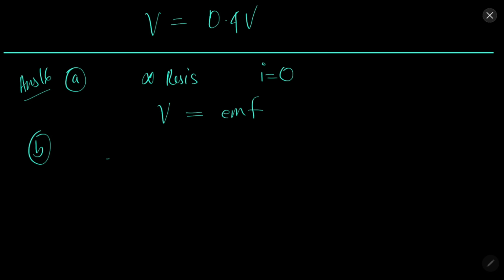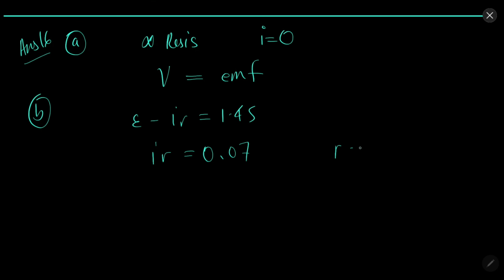And when the switch is closed, the voltmeter will read this. So Ir will become 0.07. So resistance will become 0.07 as I is 1.